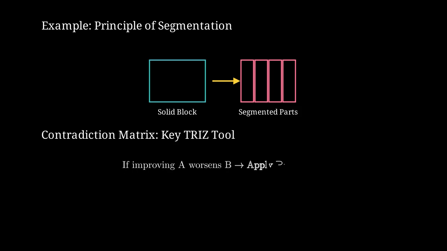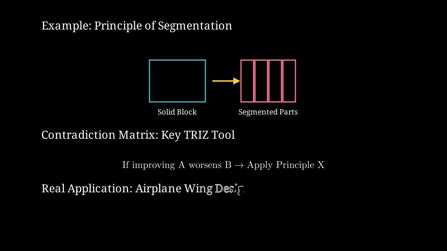The matrix follows this logic. If improving parameter A worsens parameter B, apply specific inventive principle X. Consider airplane wing design. We want to improve lift, but that typically increases weight. TRIZ suggests using hollow structures or composite materials, maintaining strength while reducing weight.